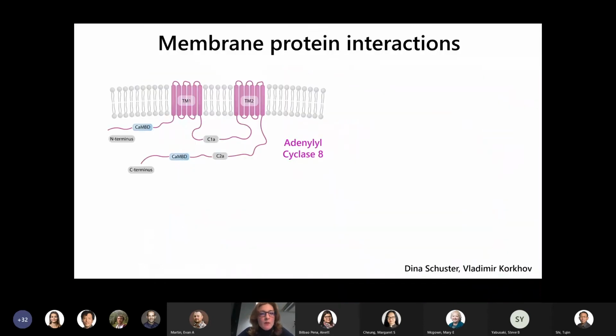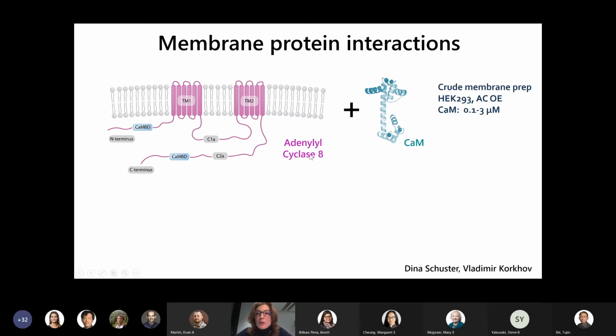And next, we asked whether it also works for membrane proteins. And here we focused on, again, a known interaction between a gigantic transmembrane protein, adenylyl cyclase 8, and calmodulin. This is a known interaction, and it's known to occur where you see the blue rectangles. These are the calmodulin binding sites of adenylyl cyclase 8. We worked here with a crude membrane prep. So basically we lysed the HEK cells, and then we spun down membranes, resuspended them, and then added calmodulin to the membrane suspension at different concentrations.